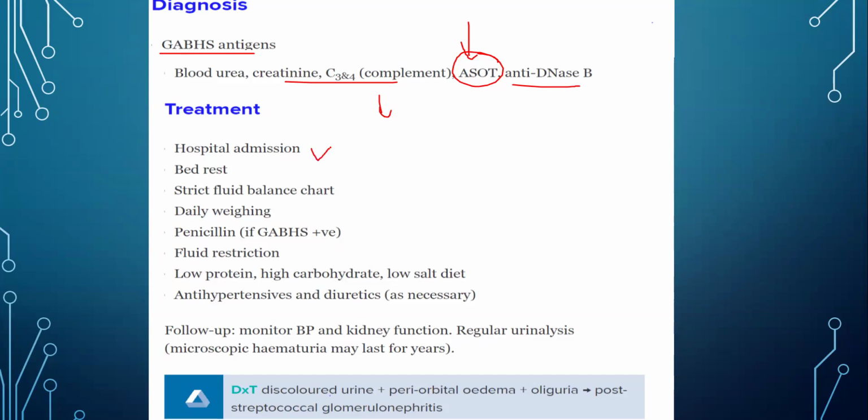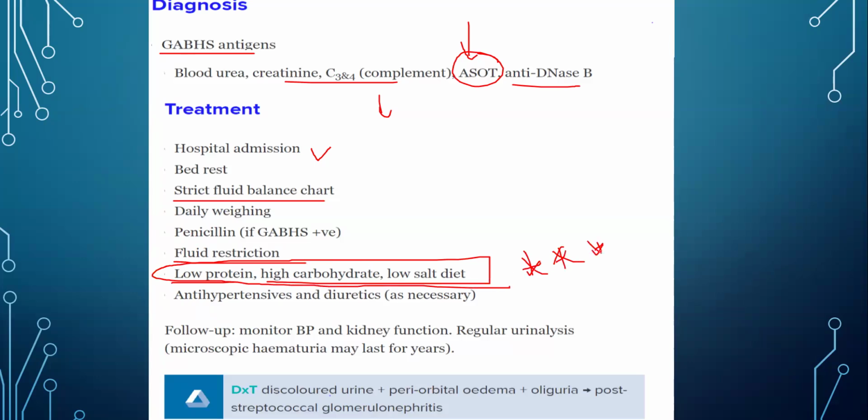Okay. Treatment is hospitalization, bed rest, strict fluid balance chart, because the child is having oliguria and edema. So the fluid balance chart has to be maintained, and fluid restriction can be given because of fluid retention. Low protein, high carbohydrate and low salt diet is the treatment. So this comes in exams sometimes. So the treatment for nephritic syndrome is low protein, high carb, and low salt. Low salt because the child is having retention of fluid. So if you give more salt, there will be more retention.